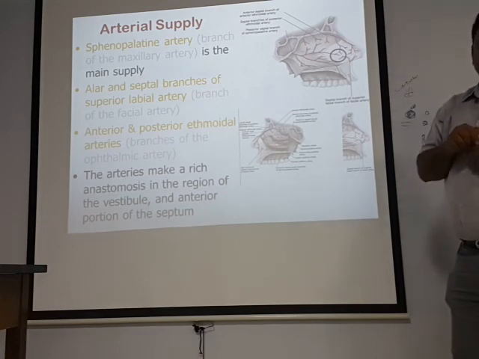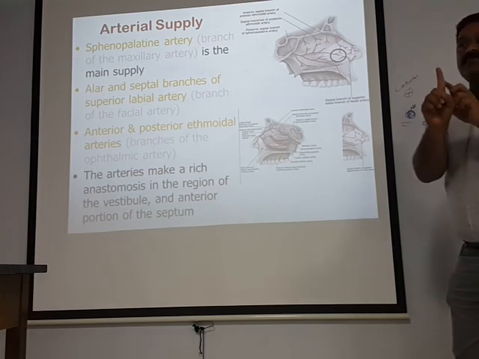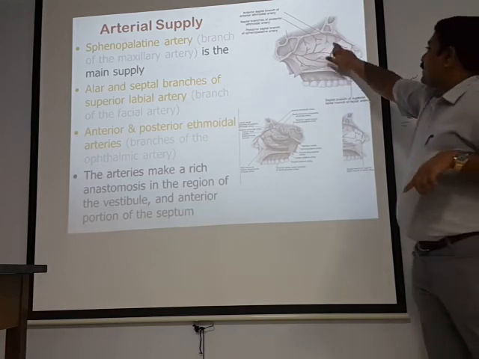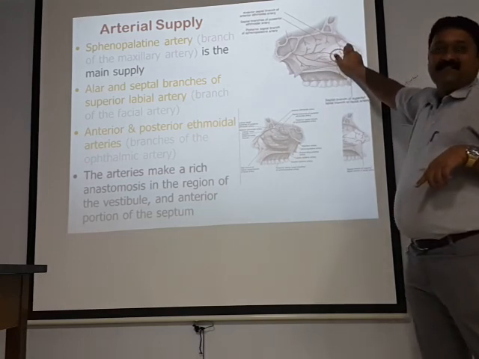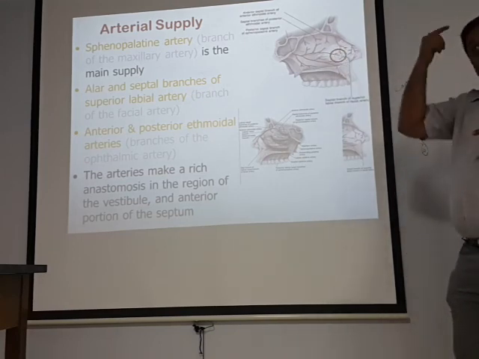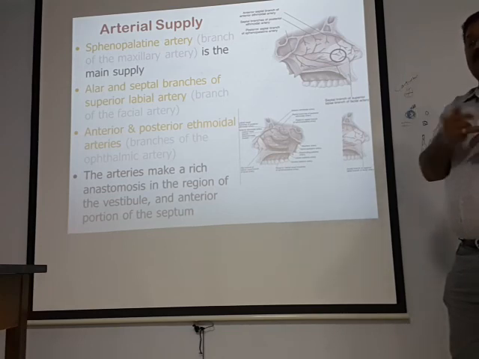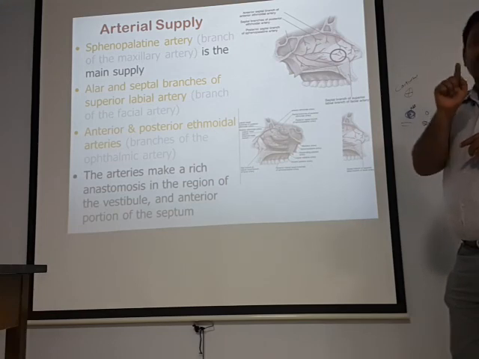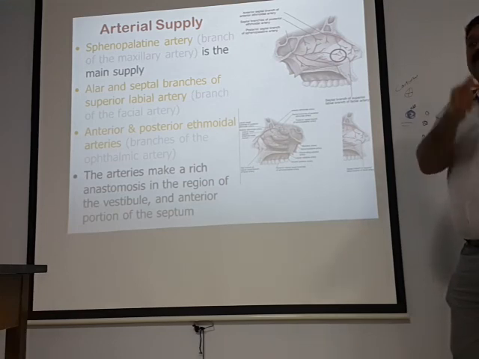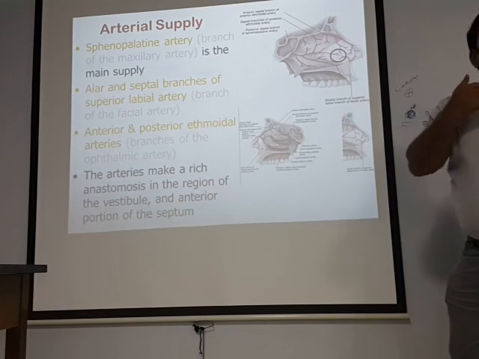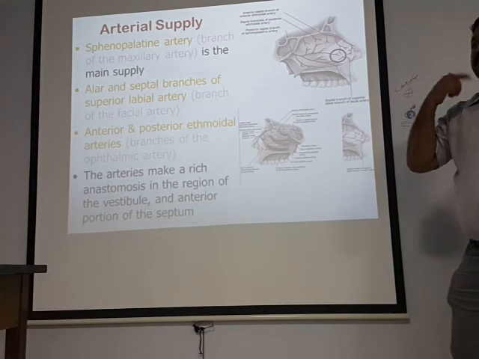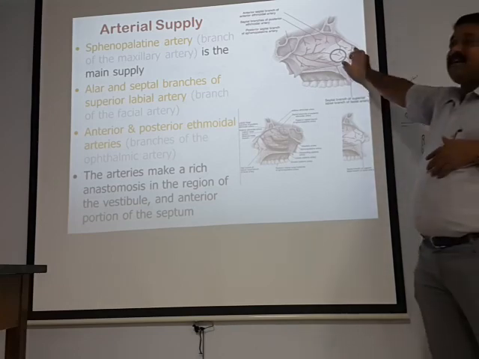The internal carotid gives rise to its first branch inside the skull, that is the ophthalmic artery. Inside the skull there are just four branches, and the first branch is the ophthalmic artery. The external carotid, the remaining one, gives rise to branches in the neck region. So this is about the arterial supply.